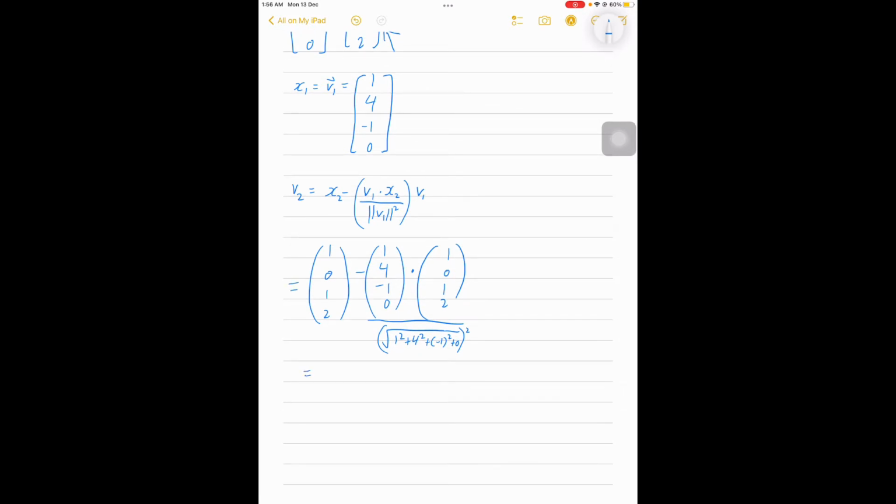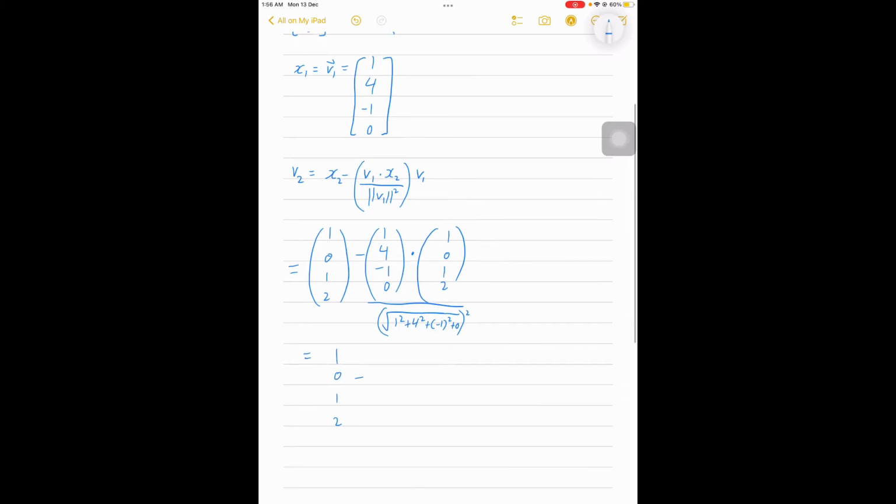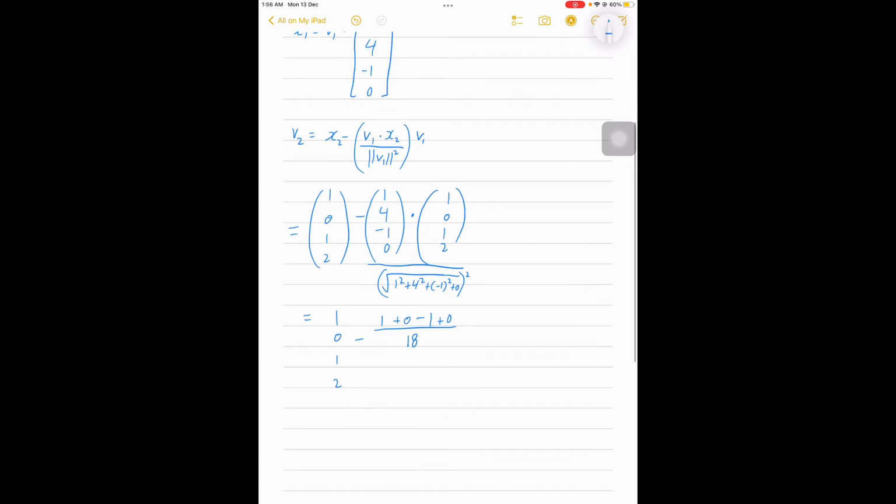So this is equal to 1, 0, 1, 2 minus, and the dot product of those would be 1 times 1 plus 4 times 0 plus -1 times 1 plus 0 times 2 over 18. And this is all just 0. So your v2 is equal to 1, 0, 1, 2.